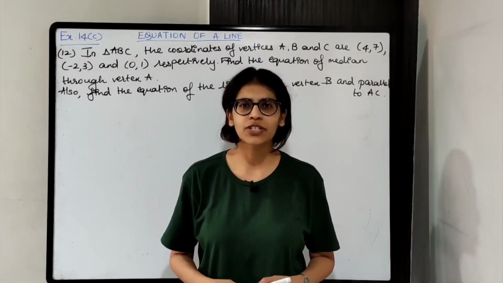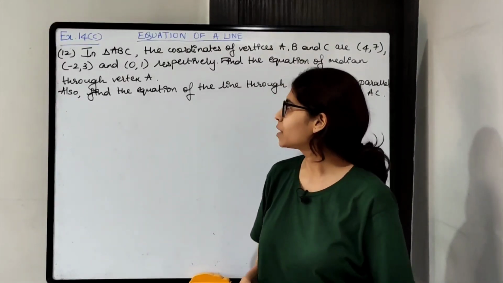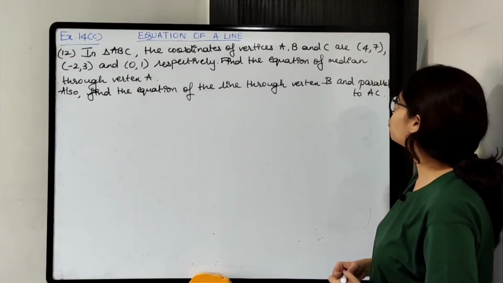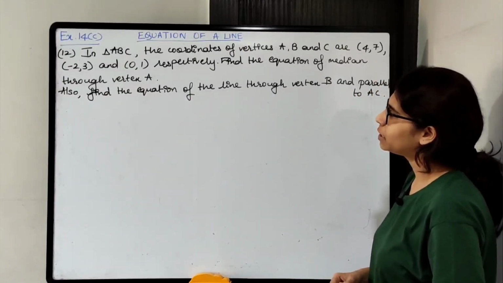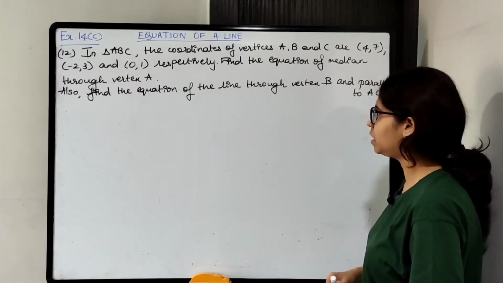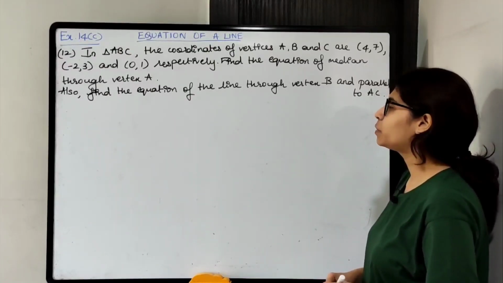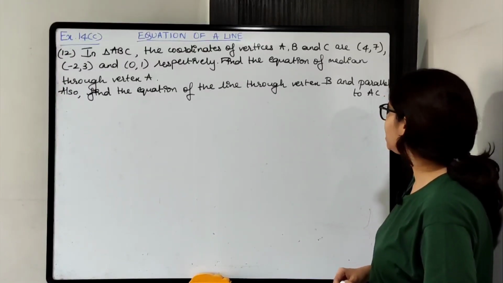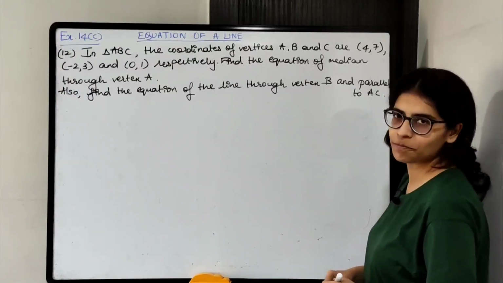Let's solve the next question. Question number 12. In triangle ABC, the coordinates of vertices A, B and C are 4, 7, minus 2, 3 and 0, 1 respectively. Find the equation of median through vertex A. Also find the equation of the line through vertex B and parallel to AC.